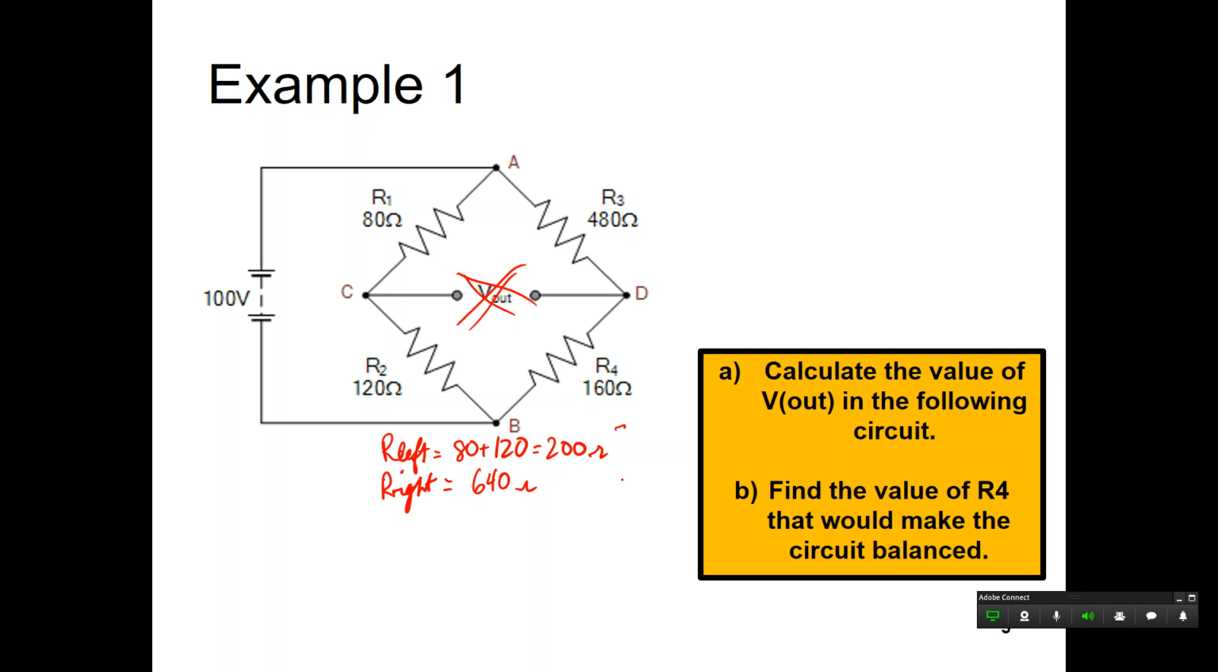And these two are in parallel. So you can say that 200 to the minus 1 plus 640 to the minus 1, not to the plus 1, but to the minus 1. All that to the minus 1 should give me the total equivalent resistance for this circuit, ignoring what's in the middle.